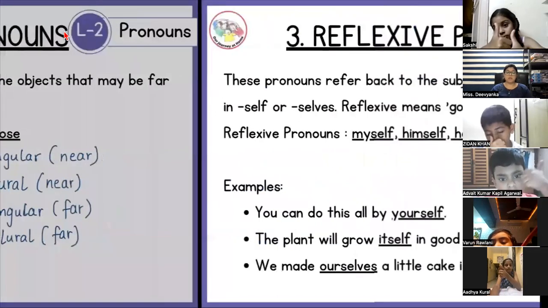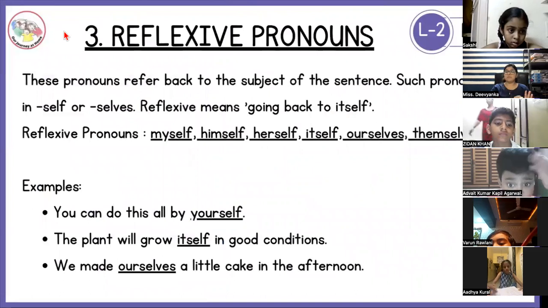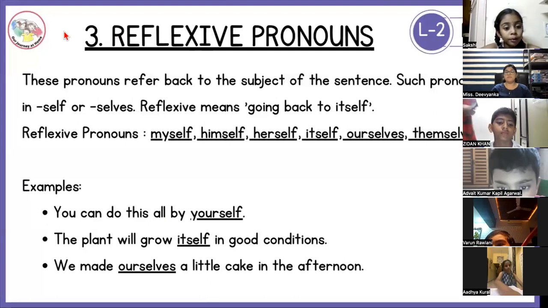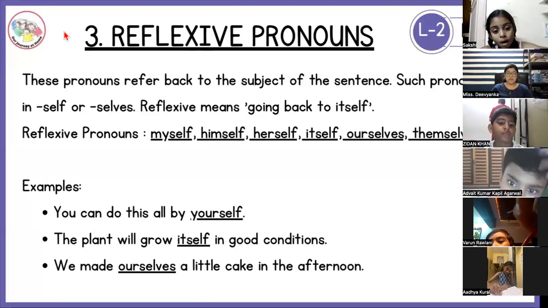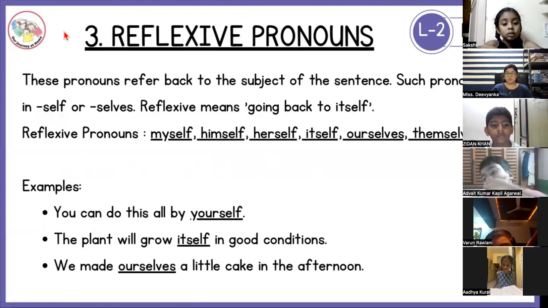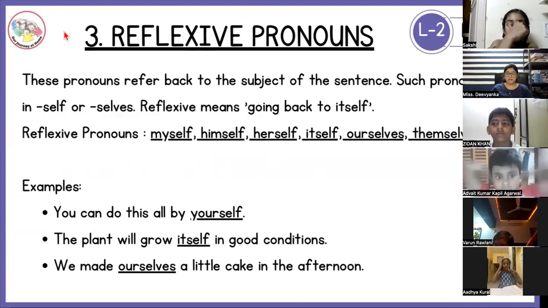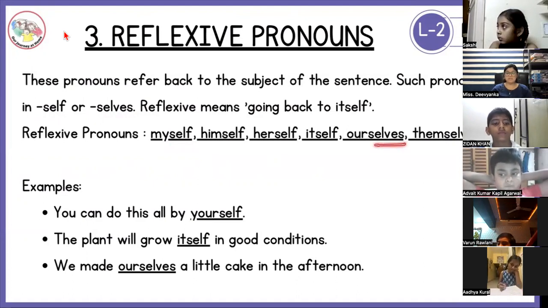Okay. And the third one that we saw was called the reflexive pronouns. These pronouns refer back to the subject of the sentence. Now, it's very easy to identify reflexive pronouns because if it is an individual person, then we talk in self. And if it is about plural, many people, then the word shows us selves in the spelling. So whenever any word is either ending in self or selves, those are what? They are reflexive pronouns. Are we good till here?